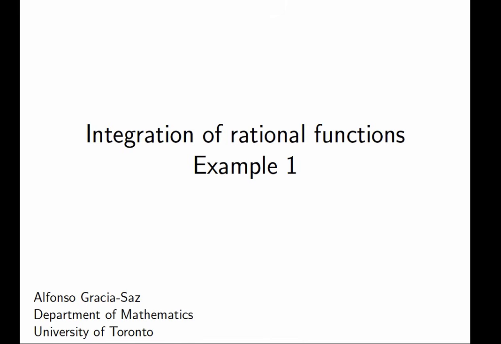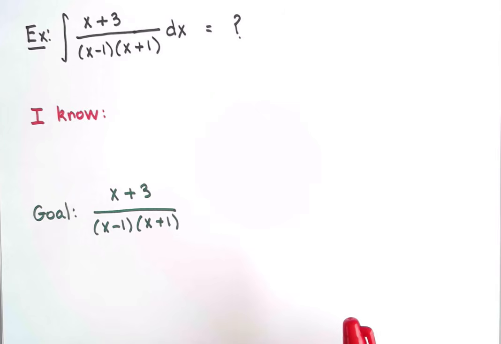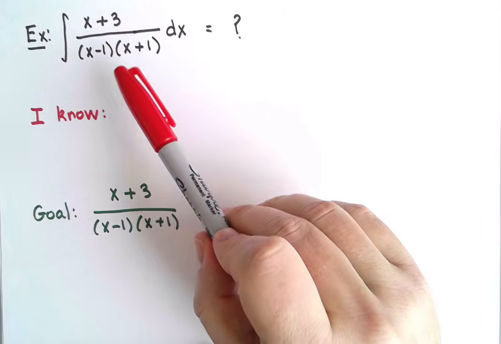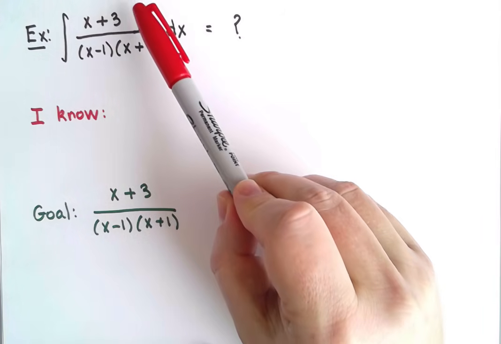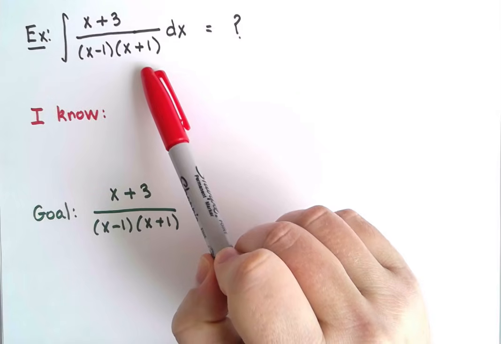This is the first of various videos on how to integrate rational functions. A rational function is a quotient of polynomials. As usual, I will explain this method through examples. This is my first example. I want to find an antiderivative for the function (x + 3) over (x - 1)(x + 1).